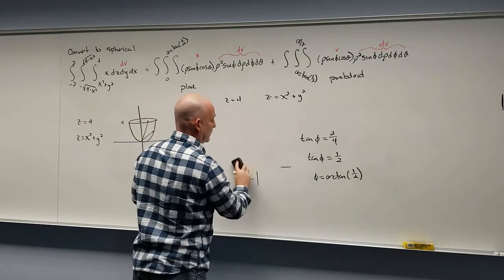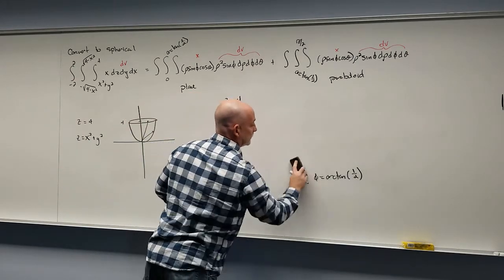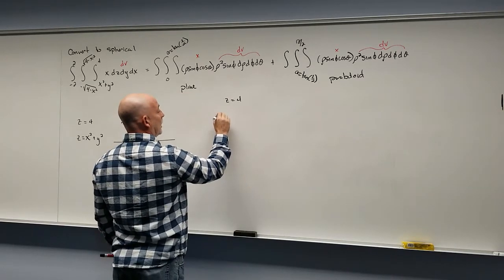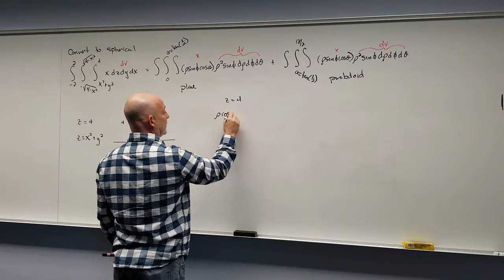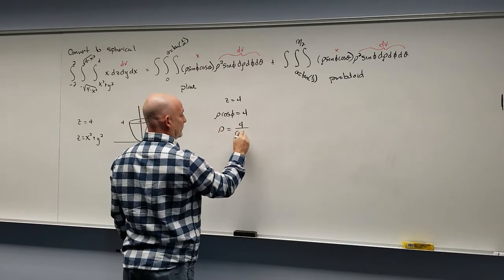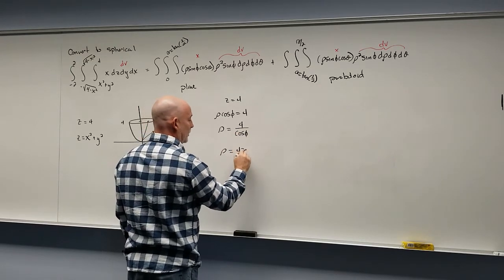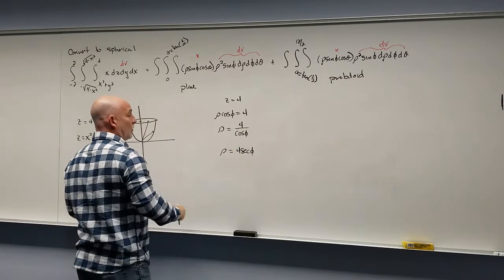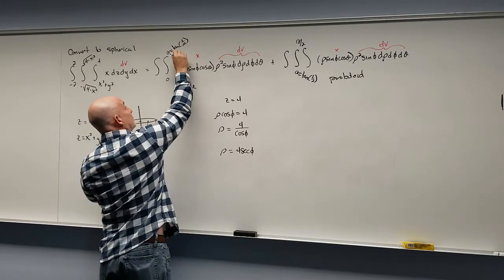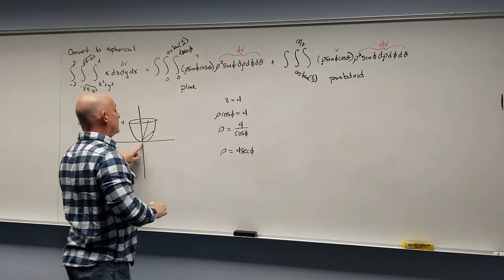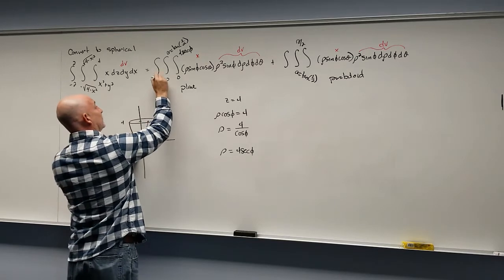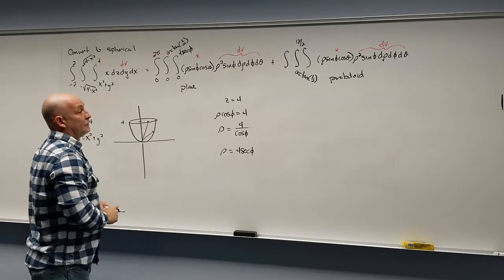Let's get this out here real quick. Got that taken care of. So on the plane, we know z equals 4. We know z is equal to rho cosine phi. So rho is equal to 4 over the cosine of phi, or rho is equal to 4 secant phi. So rho always starts at the origin and heads out. So this is going to go from 0 to 4 secant phi. And then to draw this whole surface, we got to go all the way around in theta. So theta goes from 0 to 2 pi.